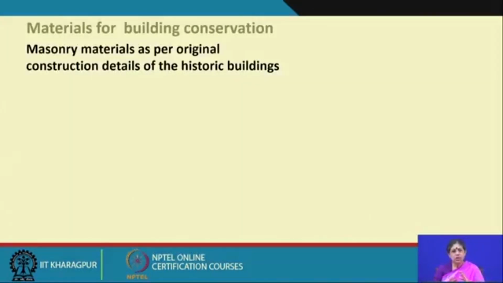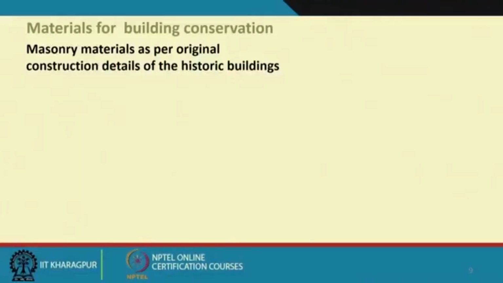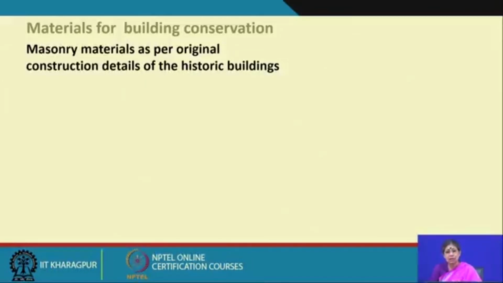Now, let us go to some other aspect, which is the masonry material. We have talked about the substructure, let us talk about something about the superstructure. The masonry materials, as per the original construction detail of the historic building, we have to understand what their properties are, what their decay is. We have taken something earlier. Let us see some aspects of that.